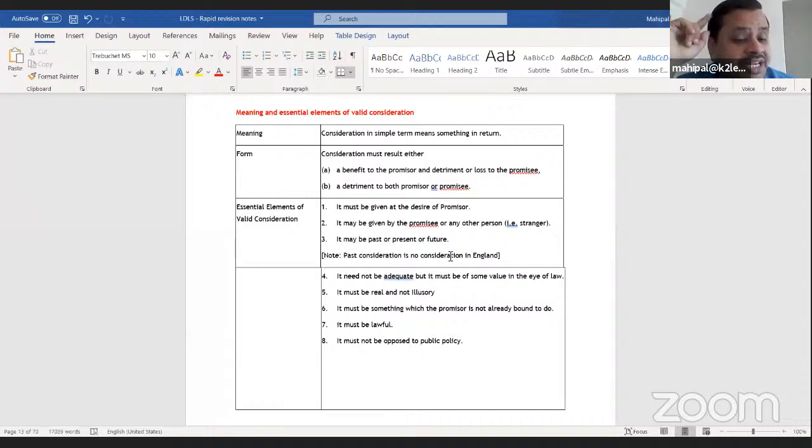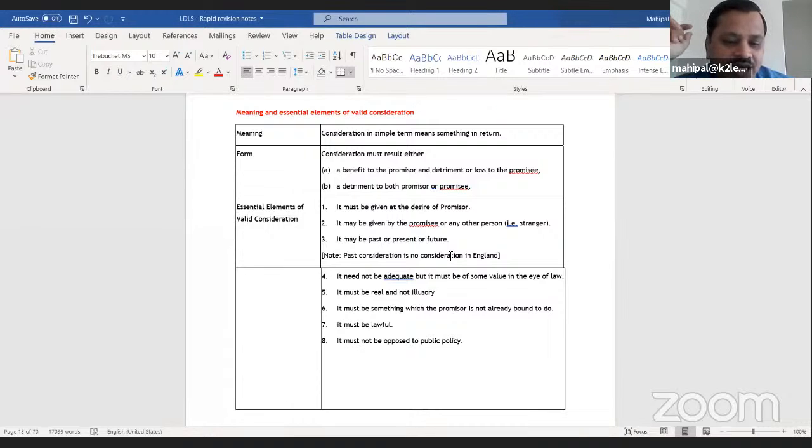Number 4, it must be real and not illusory. I promise to pay, or I promise to get stars from the sky, might not be valid because they are just illusions. It must be something which the promisor is not already bound to do. Example, remember? A policeman is bound to catch the thief and you provide extra consideration to the policeman for catching the thief, then that consideration will not be valid. Consideration must be lawful and it must not be opposed to public policy.